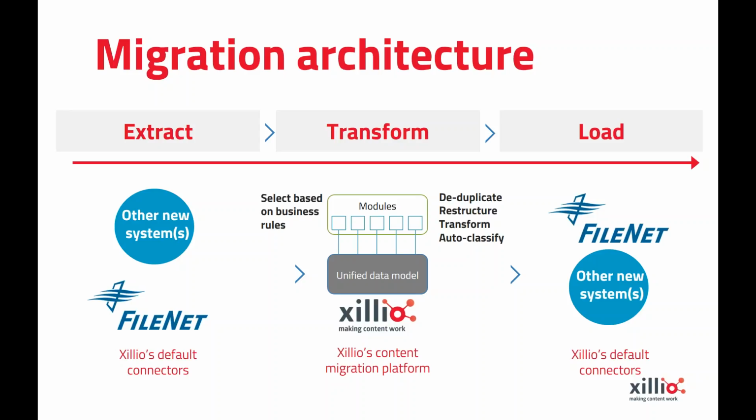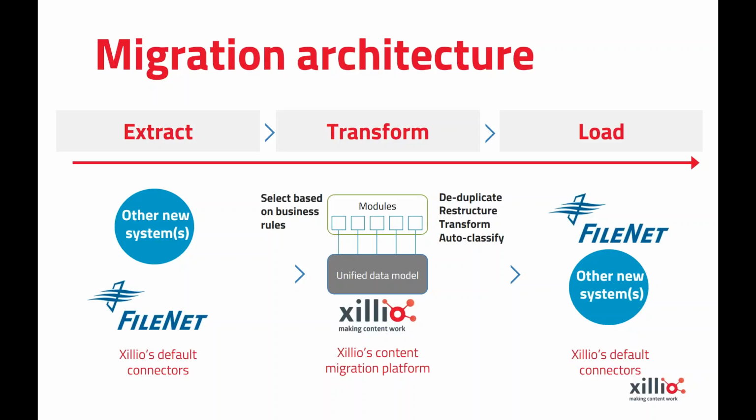So in a simple migration architecture, it looks like this. You have FileNet with our Xillio out-of-the-box connector. You do the extract, and of course then you can select on business rules what you want to have in our unified data model. That is our one data model on which all our modules run.